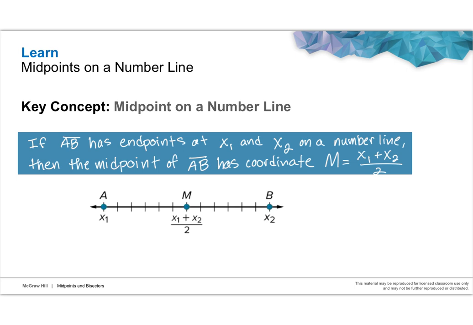We can see where our key concept comes in here. If segment AB has endpoints given as x sub 1 and x sub 2 on a number line, then the midpoint of AB is going to be found at coordinate m equals x sub 1 plus x sub 2 over 2. And that's the derived formula on that previous slide with just the 1/2 multiplier factored out of both terms. So we can think of this always as the average of the endpoints on the number line.